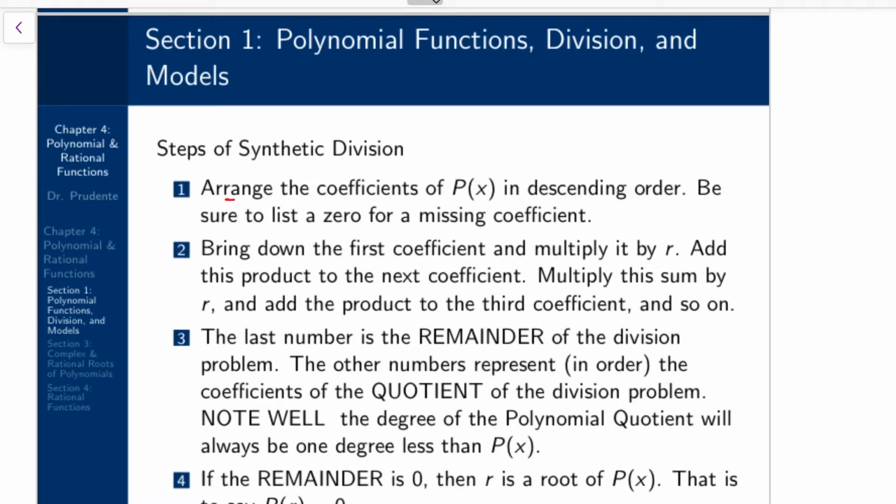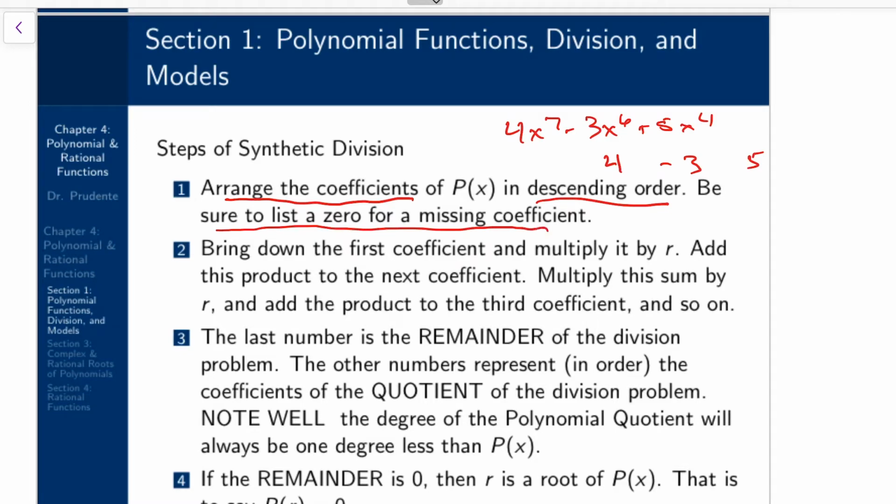What we're going to want to do is arrange the coefficients of our polynomial in descending order. So that means if I have something like 4x to the 7th minus 3x to the 6th plus 5x to the 4th, I want to arrange them like 4, negative 3, and 5. But what we also want to do, again, just like polynomial division, is if we're missing any spots, like we're missing an x to the 5th, I want to include that 0. So this would be the list of numbers I have.